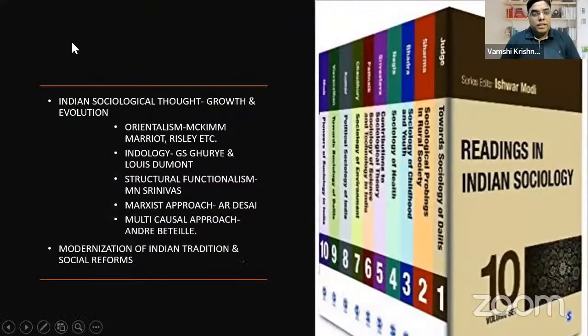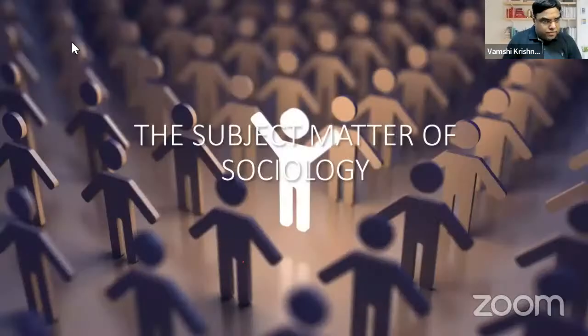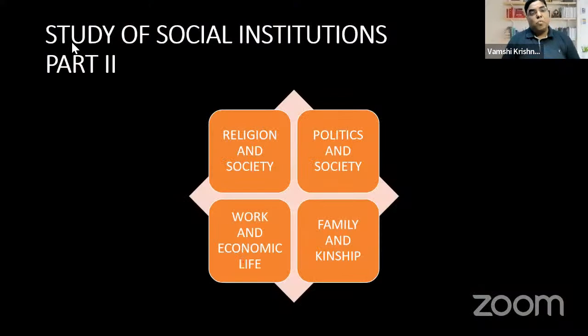And then we come to Indian society. How did Indian society and Indian sociological thought evolve? Where we are going to see pre-independence and post-independence. Similarly, how did modernization of India happen? And then, what does sociology deal with? We deal with religion, we deal with politics, we deal with work, and we deal with mostly family.